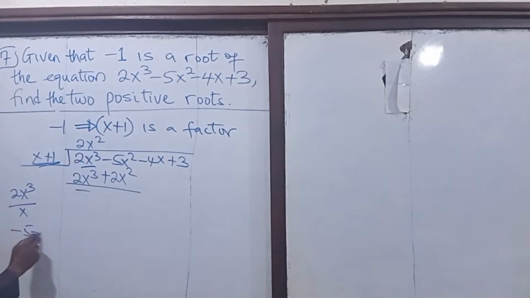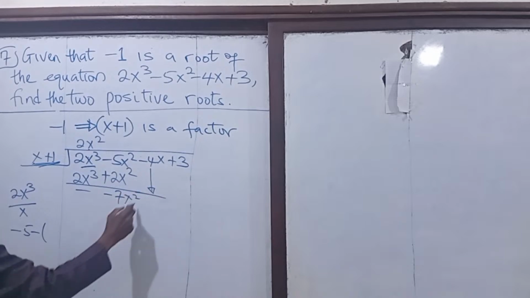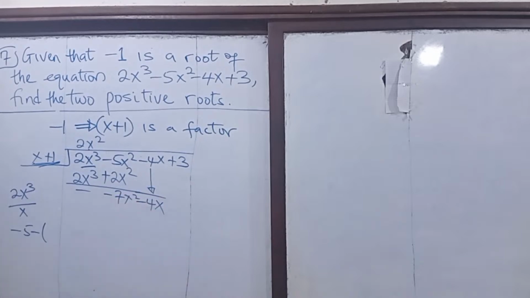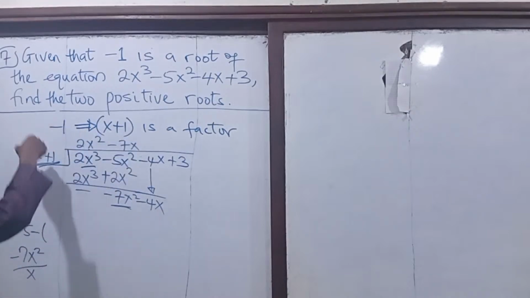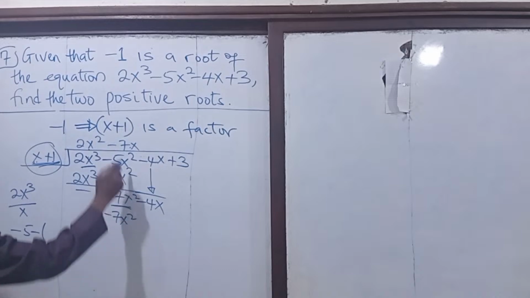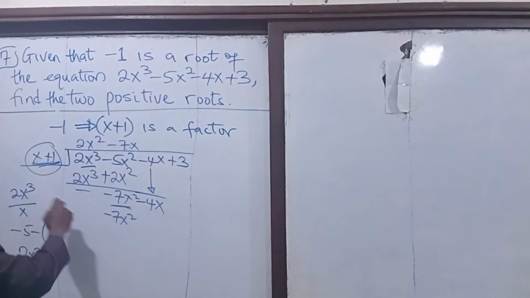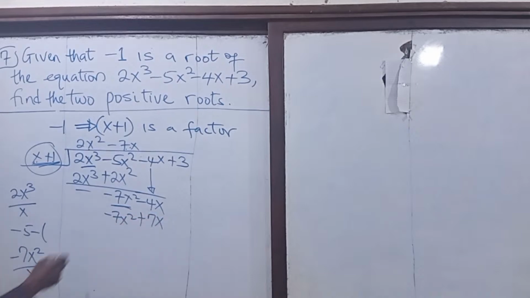Minus 5 minus plus 2, that's minus 7x squared. Bring this one down, that's minus 4x. Repeat the process, minus 7x squared over the first one, x, that's minus 7x. Then use it to multiply this divisor. Minus 7x times x, that's minus 7x squared. Minus 7x times plus 1, that's minus 7x. Then do your subtraction.